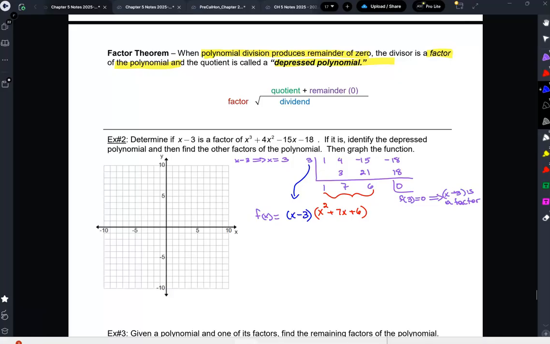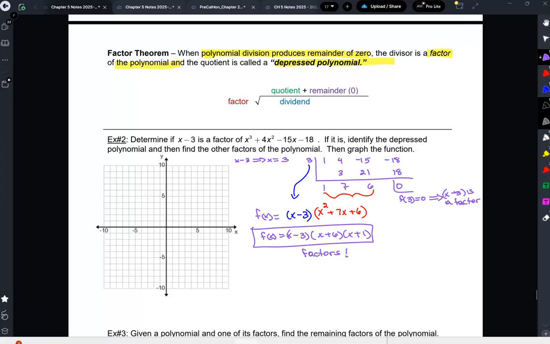This is now one step factored from the original polynomial. Now I want to factor this some more. F of x is equal to x minus 3, x plus 6, x plus 1. There we go. Here it is. These are the factors of the polynomial. Okay? I factored the red. Yeah?